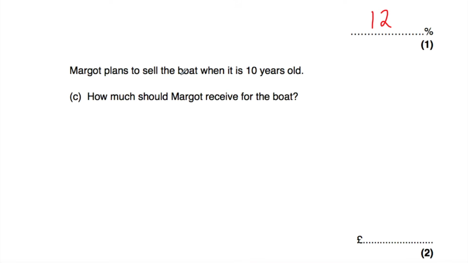We're then told that Margot plans to sell the boat when it is 10 years old. How much should Margot receive for the boat? So we've got the initial, which is 48,000, multiplied by 0.88 to the power of. She's going to be selling it for its value, so we're going to put to the power of 10, because that tells us the value of the boat after 10 years.